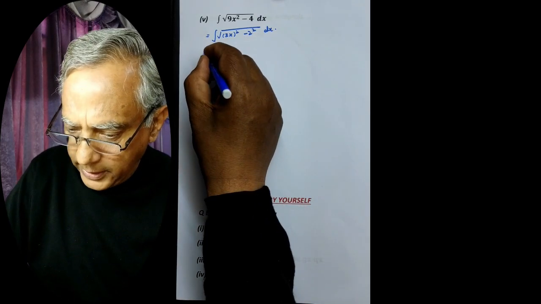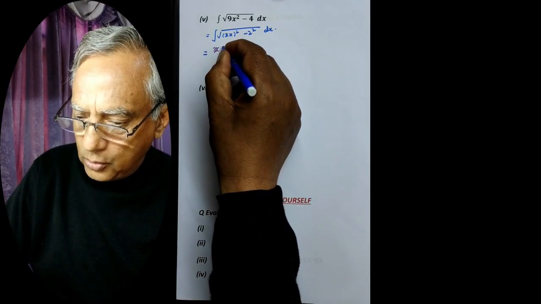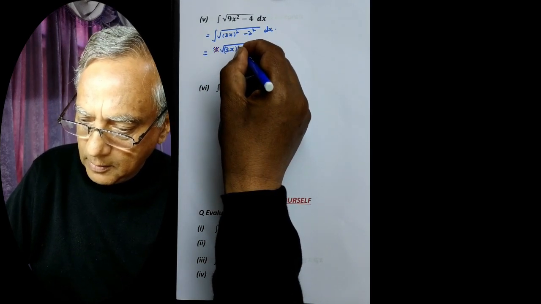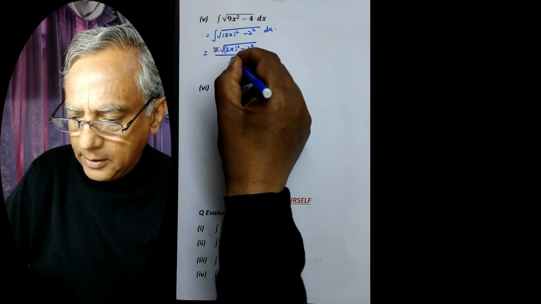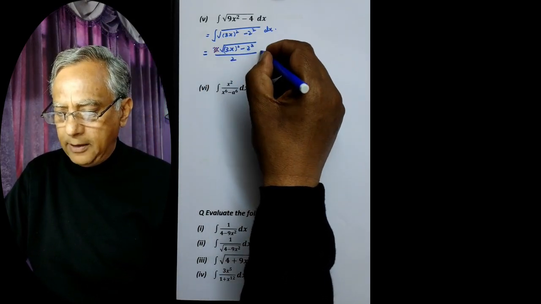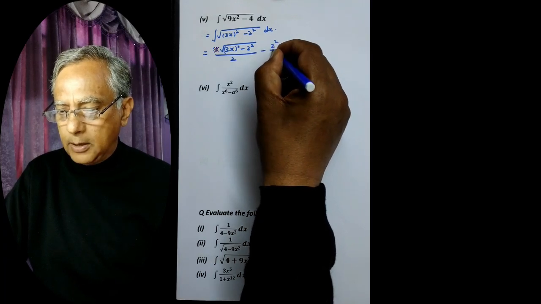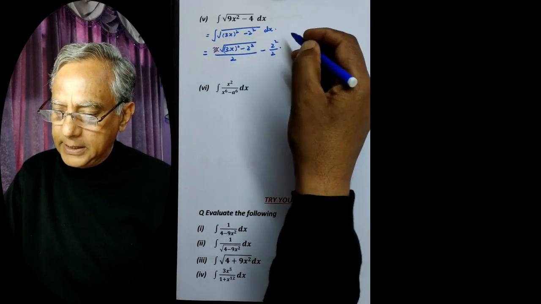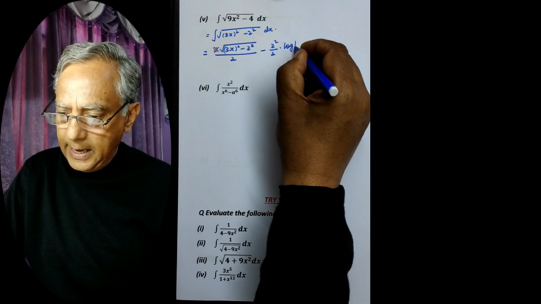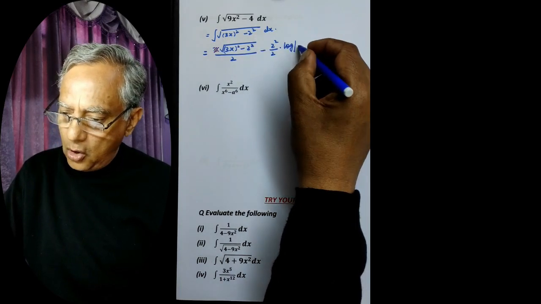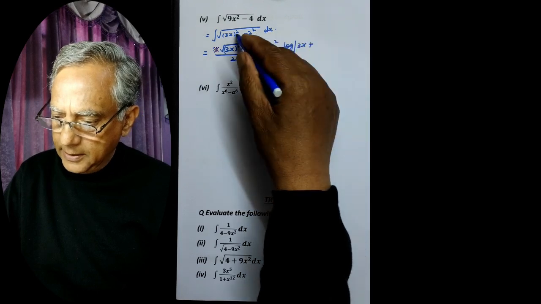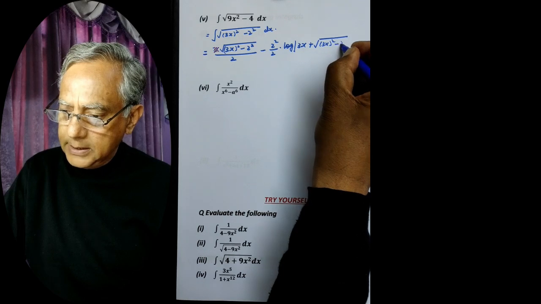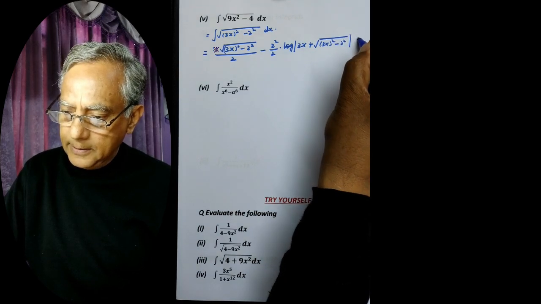So integral of this will be x into under the root of this, that is 3x whole square minus 2 square, by 2. And since a square is negative, we will have a square by 2, that is 2 square by 2, into integration of reciprocal of this. So integration of reciprocal of this is log of x plus under root of this. So log of 3x plus under root 3x whole square minus 2 square, plus c.